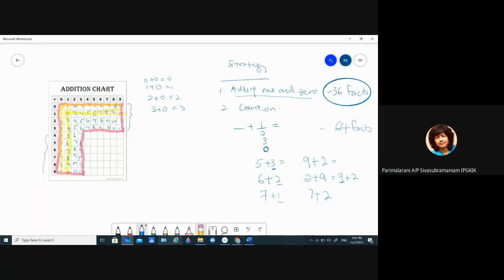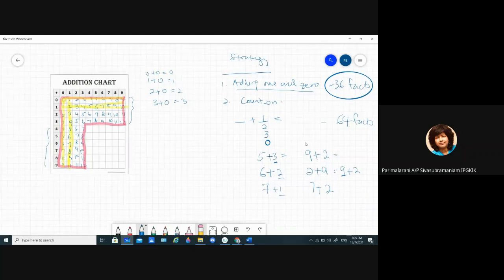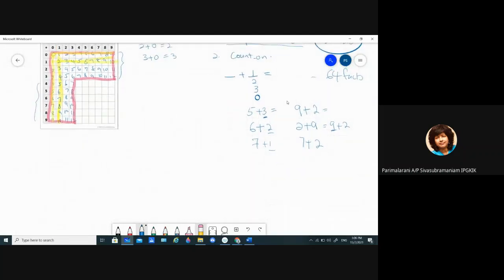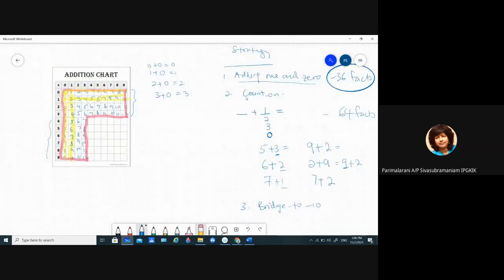Okay, so the third strategy is bridge to 10. You can call this bridge to 10, or you can call this make 10 or use 10 or making 10. Okay, there are many names for this, but it's always making a combination of 10. Okay, so bridge to 10, you can use this. We have here, okay, let's just complete this first. So this is 8, 9, 10, 11, 12, 13.